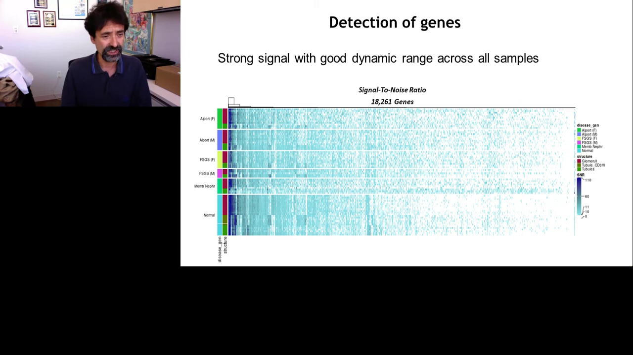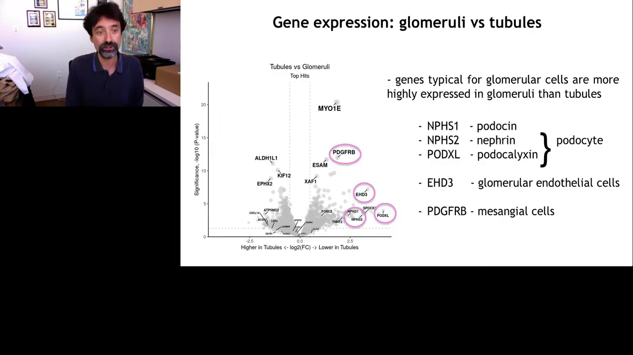So this was the first time we used this technology, so we wanted to make sure that the data made some sense. So the first thing that we did was to compare the expression of genes in the glomeruli versus the tubules. And we were happy in noticing that the glomeruli were expressing uniquely podocyte genes that were not expressed in the tubules. And they were also, again, the glomeruli expressing genes that were characteristic of glomerular endothelial cells and mesenchymal cells that can be found only in the glomeruli, not in the tubules.